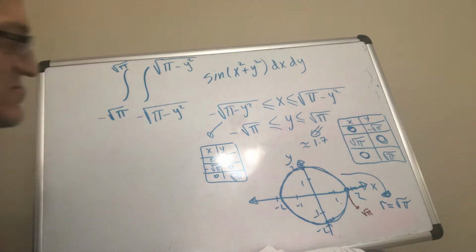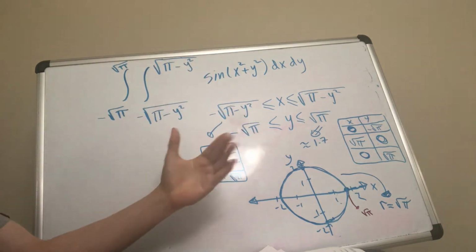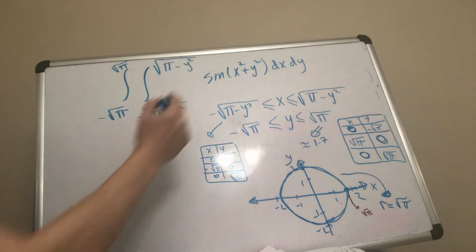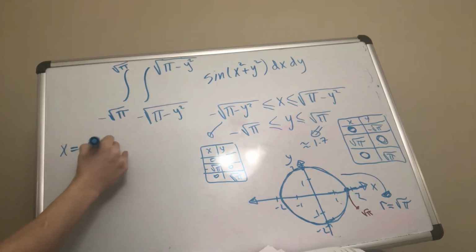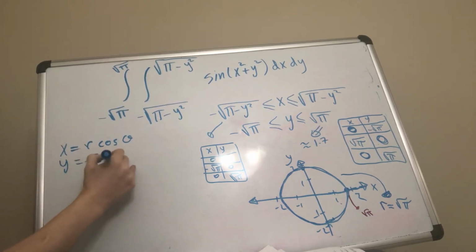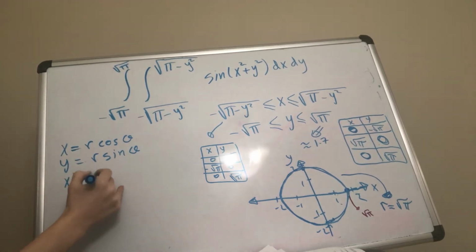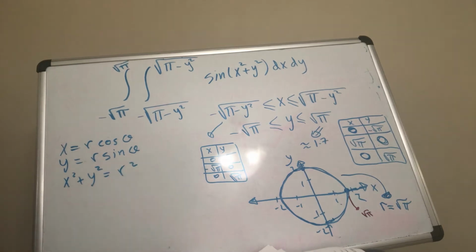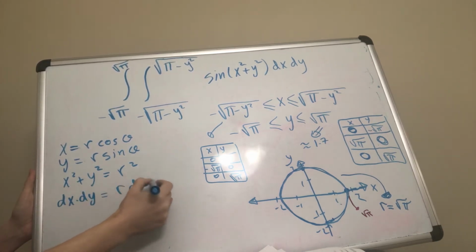So now, how can we switch this from the xy plane to the polar system? You know, in the polar system, x equals r cosine theta, y equals r sine theta, and x squared plus y squared equals r squared. You also need to know this, that dx times dy is r dr d theta.